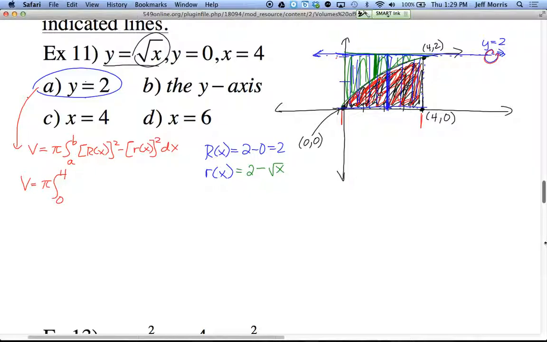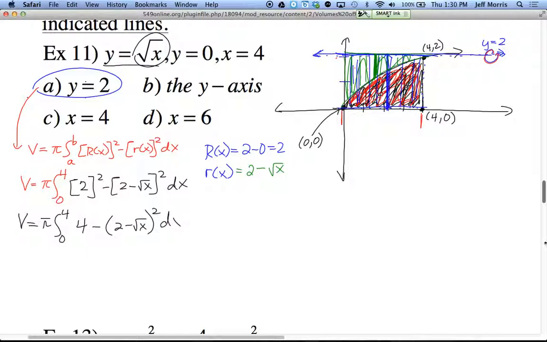So outer radius squared is going to be 2 squared minus the inner radius squared, which is 2 minus root x squared dx. So then my setup, its volume is equal to pi times the definite integral from 0 to 4 of 4 minus the quantity 2 minus root x, quantity squared. And if you were doing this by hand, you would want to multiply this out right here, simplify, then integrate, and to get your answer. But you can use your calculator to get the answer for that one.